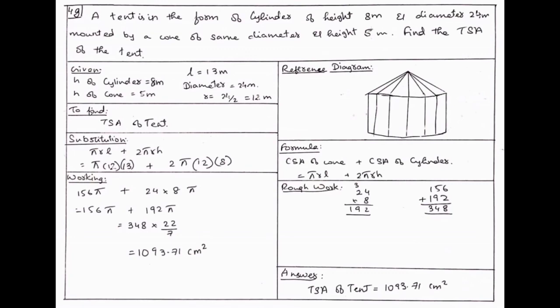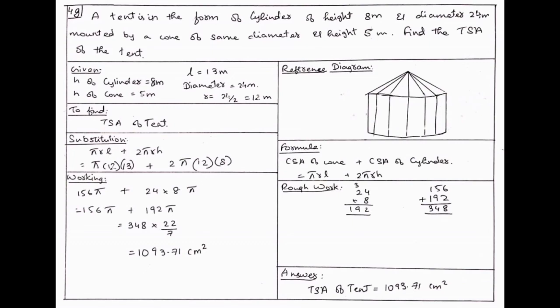So it is given that the height of the cylinder is 8 meter and the height of the cone is 5 meter and the slant height is 13 meter. Slant height of the cone is L, and diameter is 24, so radius is 24 by 2, which is 12. And we have to find the total surface area of the tent. The tent won't have a base, right? Normally when you go to a circus, you'll have no cloth under it as a base. So we have to find the CSA of cone plus CSA of cylinder, which is the formula.